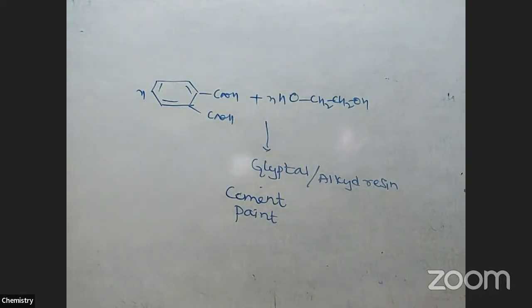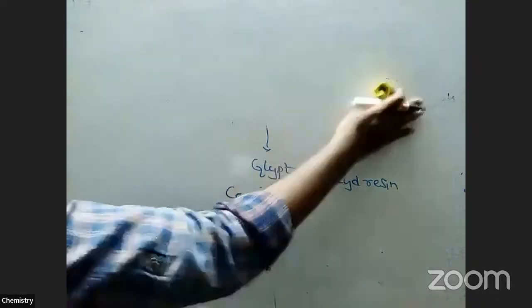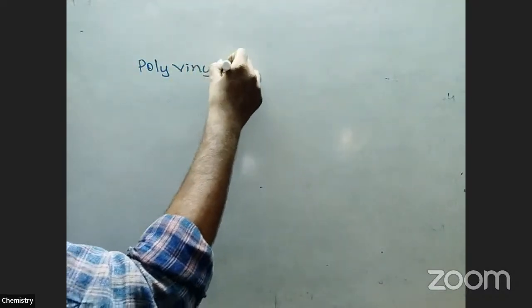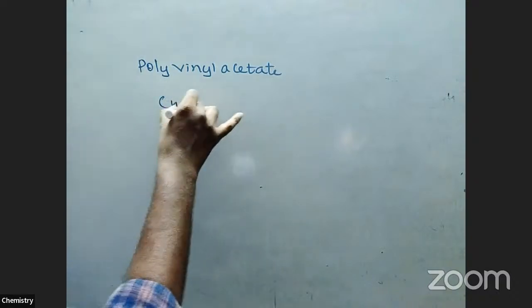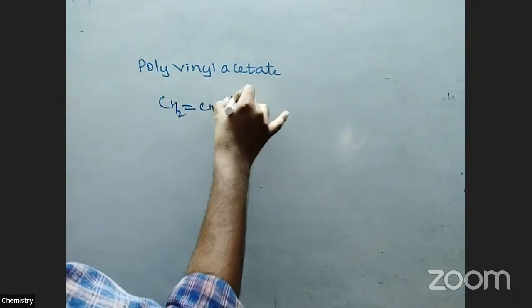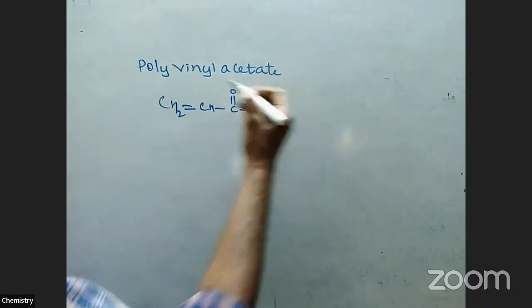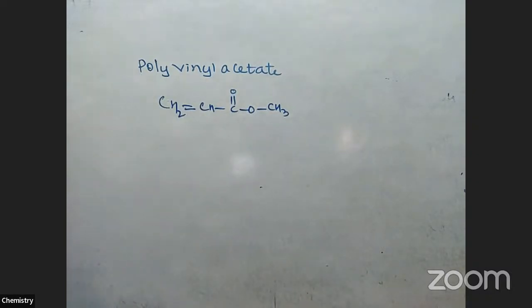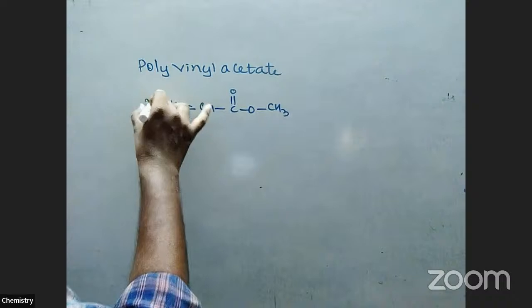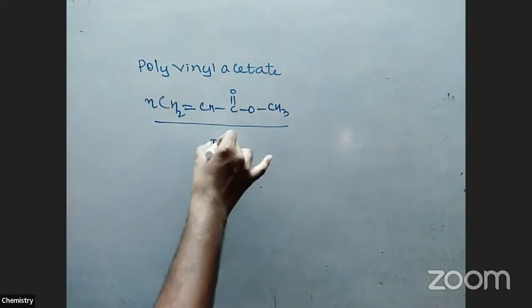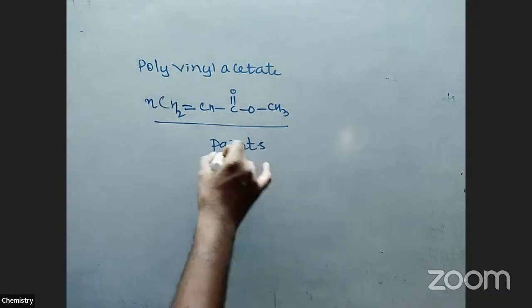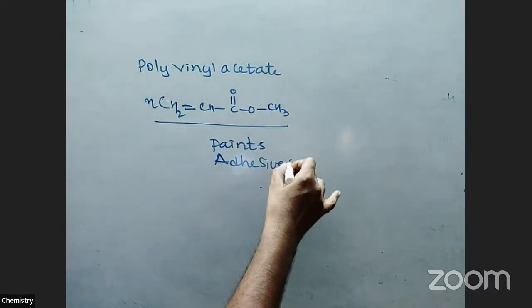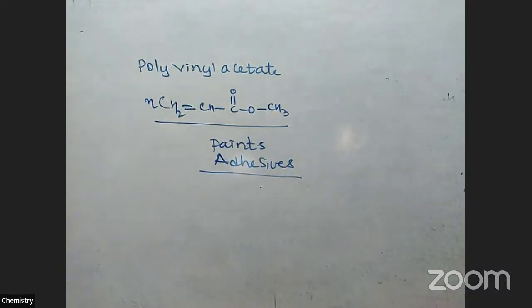Next polymer is polyvinyl acetate. What is this vinyl acetate? CH2=CHOCOCH3. So polyvinyl acetate, n number involved in the polymerization process. It is used mainly in the paint industry, and also it is used in adhesives.